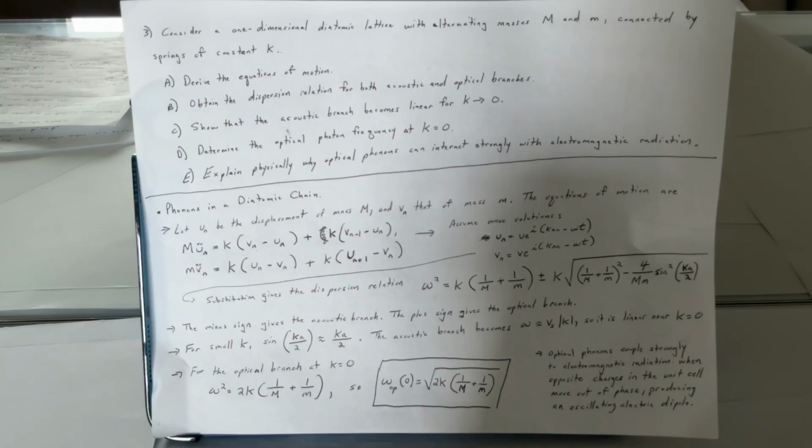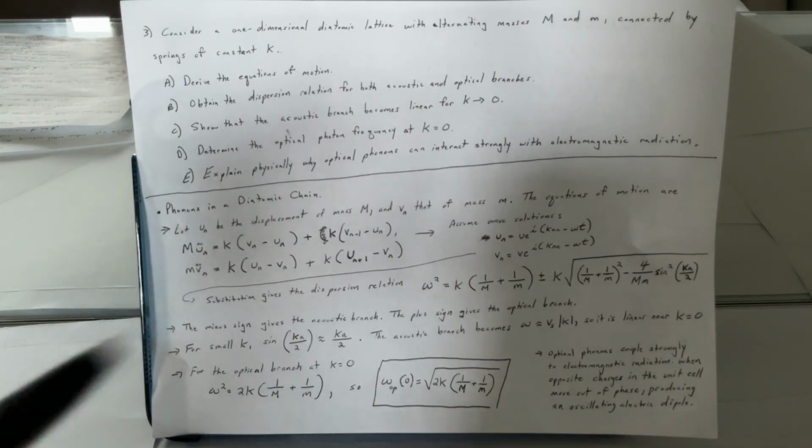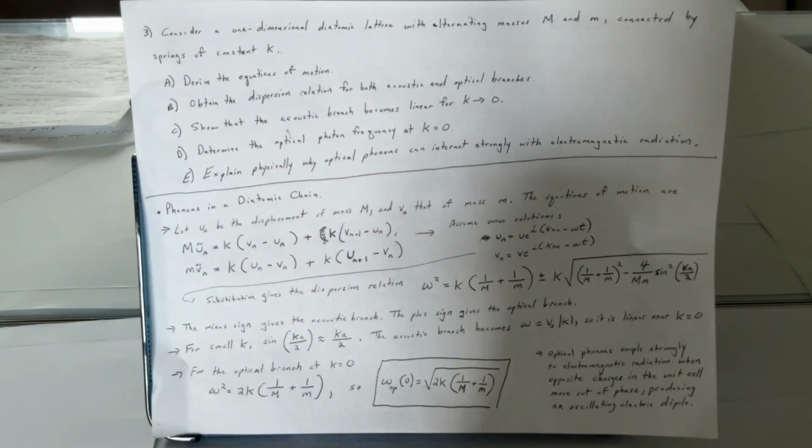C. Show that the acoustic branch becomes linear for k approaching 0. D. Determine the optical phonon frequency at k equals 0. And E. Explain physically why optical phonons can interact strongly with electromagnetic radiation. So, phonons in a diatomic chain: let u sub n be the displacement of mass m and v sub n of mass m. The equations of motion are given here.